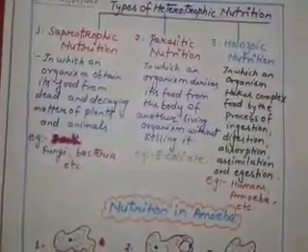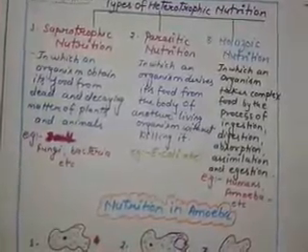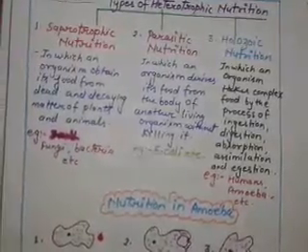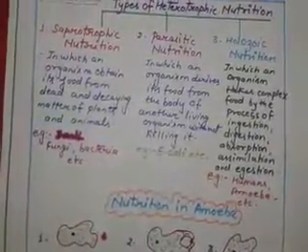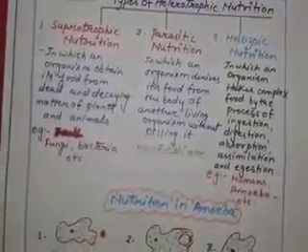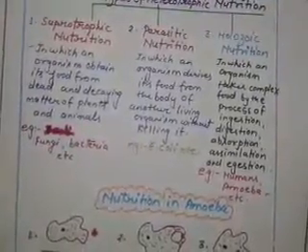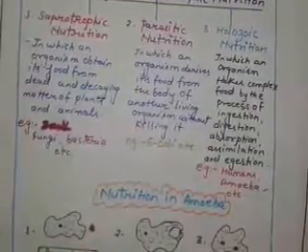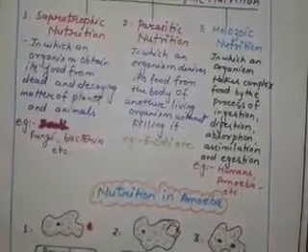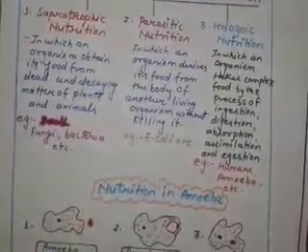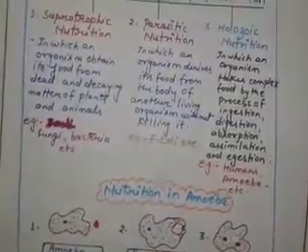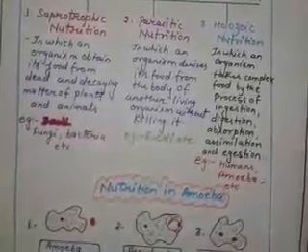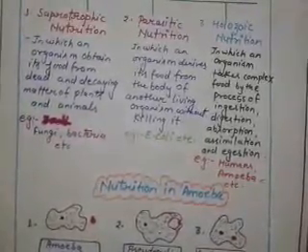Saprotrophic nutrition is one in which an organism obtains its food from dead and decaying matter of plants and animals. For example, fungi and bacteria. Next is parasitic, in which an organism obtains its food by living inside living organisms, or on their body, without killing them. For example, Escherichia coli, which lives as a parasite inside the human intestine.